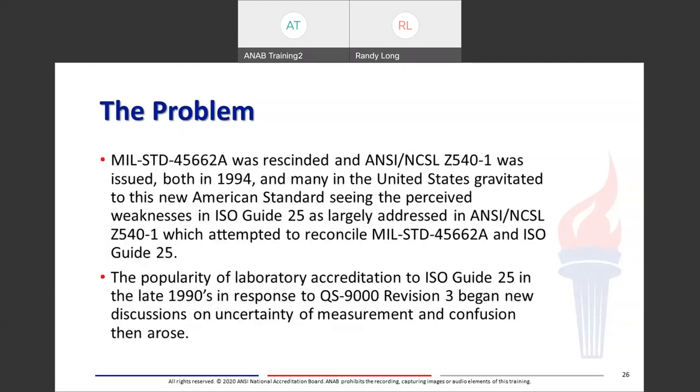As mentioned before, MIL Standard 45662 was rescinded in 1994. Z540-1 was issued. Many United States folks gravitated to the new standard, seeing the perceived weaknesses in the ISO Guide 25, as it largely addressed the things in MIL Standard 45662 that were not in Guide 25. The popularity of laboratory accreditation to ISO Guide 25 in the late 90s in response to QS 9000 Revision 3 began many discussions on uncertainty measurement, and confusion abounded.